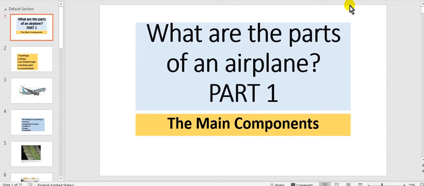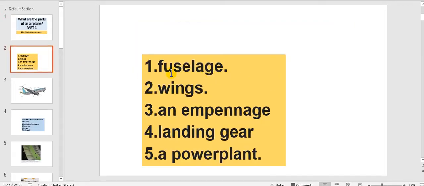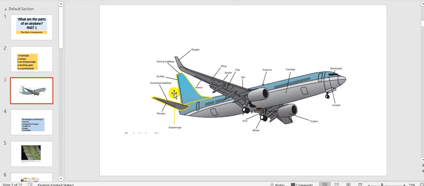This time I will speak about the main components of the aircraft. The main components here are the fuselage, wings, right wing and left wing, empennage at the tail, the landing gear or undercarriage, and the power plants, that means engines and APU. This is the figure here. I will zoom in and speak about each of them.